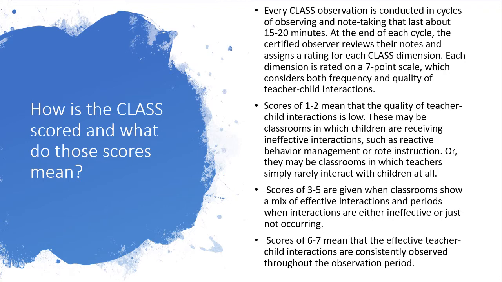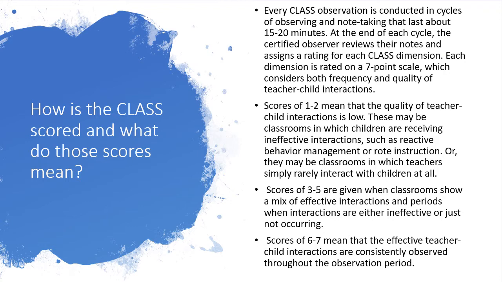Remember, we're measuring interaction, so there may be classrooms in which children are receiving ineffective interactions, such as reactive behavior management or rote instruction, or they may be classrooms in which teachers simply rarely interact with children at all. Okay, so that would give you the low scores of 1 and 2. 3 and 4 are the mid scores, and those are given when classrooms show a mixture of effective instruction in periods when interactions are either ineffective or just not occurring. So those are the mid scores, the ones in the middle.